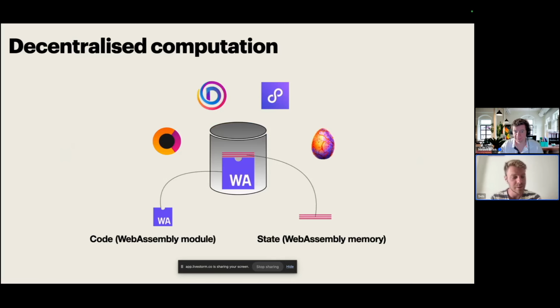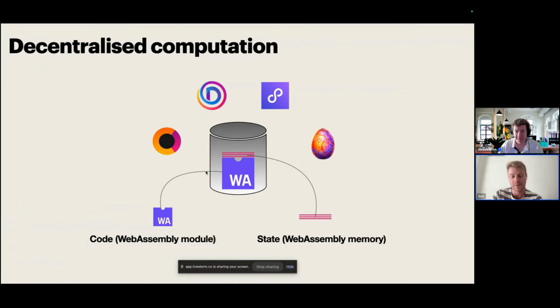So this is made possible thanks to a revolution in computation, which is decentralized computation. This is the canister, which is the basic fundamental unit. You can think of it as a smart contract, but it contains a WebAssembly module, which is the code, and the state, which is the WebAssembly memory. And this can be used for applications, like OpenChat, which is an application that runs inside a canister. Dragons is a game that runs inside a canister as well.